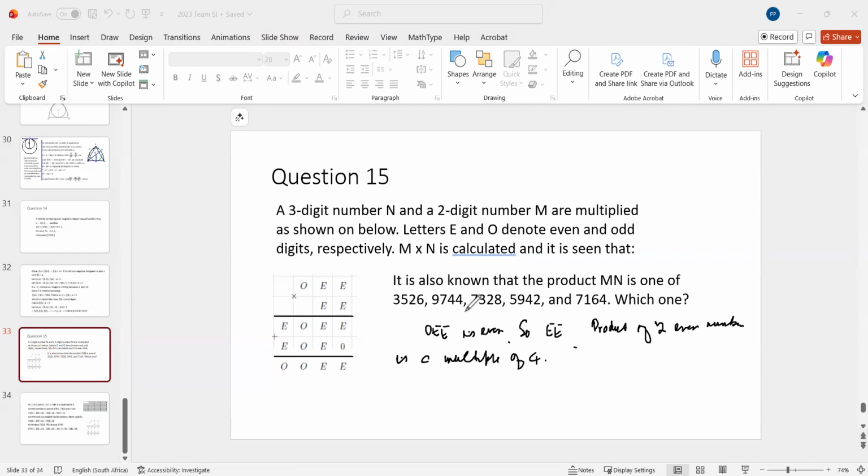All right, so you have to see which of these are multiples of 4. They say the product is one of these. Now, all you have to do is look at the last 2 digits. Now, this is not a multiple of 4, so you can eliminate it. This one here is a multiple of 4 because 44 is 4 times 11. This is also a possibility. And this is not a multiple of 4, 42. You can eliminate it. And this is a multiple of 4. 64 is 4 times 16. So there are 3 possibilities.